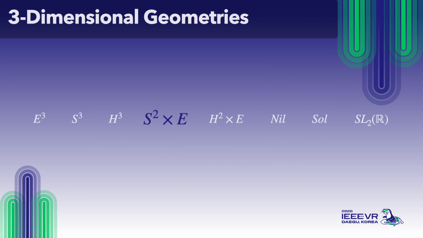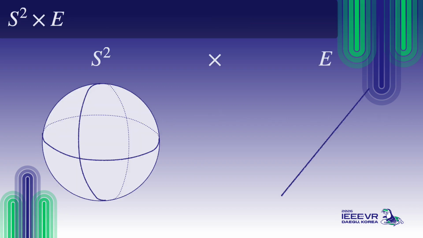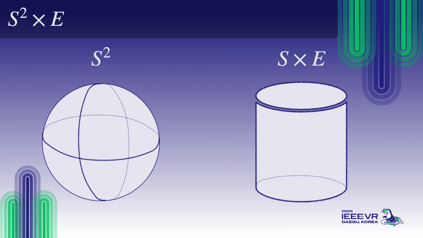For the work I'm presenting to you today, we focused on S2 cross E, which is difficult to compare to Euclidean geometry due to its structure. S2 cross E is the product of a sphere and a Euclidean line. Or, to make a more interesting division, it is a space whose sections are spheres, S2, or cylinders, S cross E. In S2 cross E, geodesics, that is, straight lines, are either great circles around the S2 component, straight lines along the E component, or curves spiraling around the S cross E component.